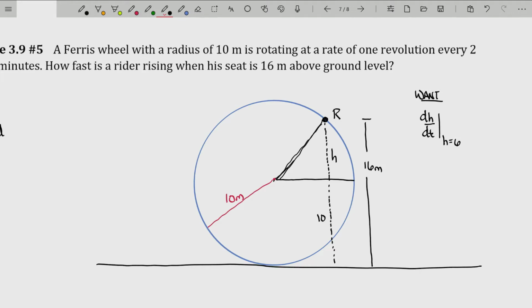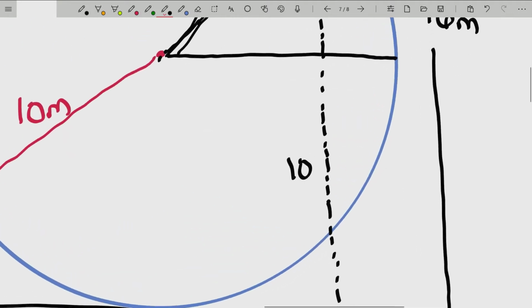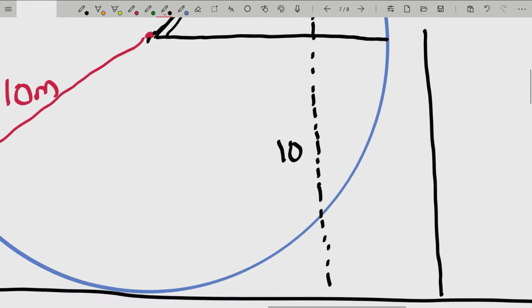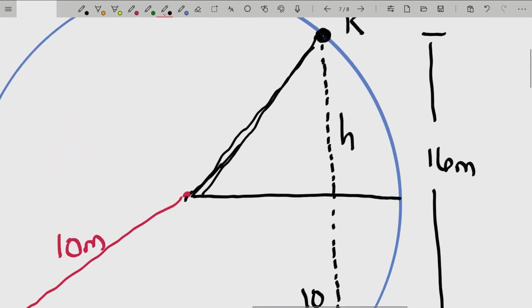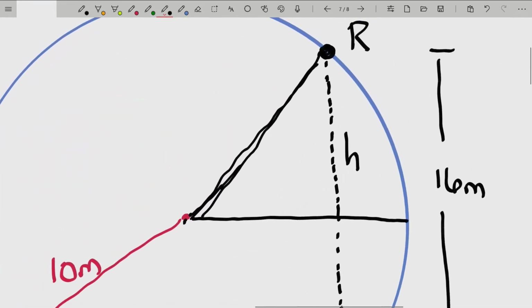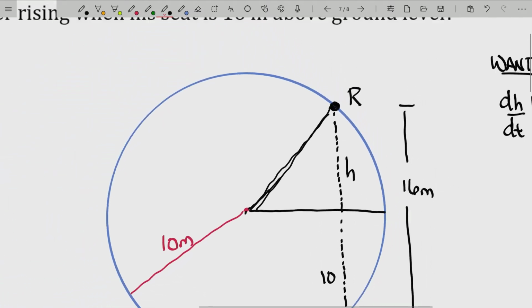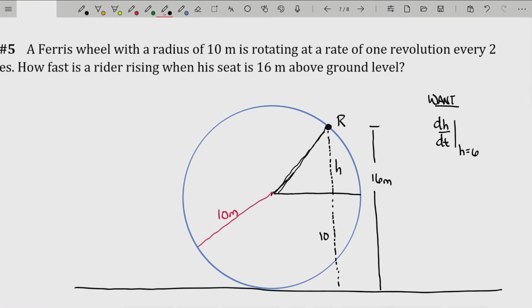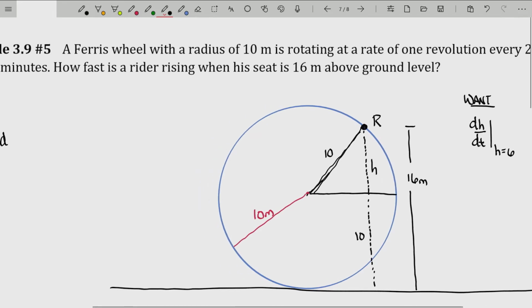Yes, I understand 16 is what they want, but 10 meters of it is concrete down below us. So I'm just saying when that H there is 6 more, how quickly is he rising? I think that's probably the easiest way to do this problem. By the way, this is a radius of 10 there. And what were we given?